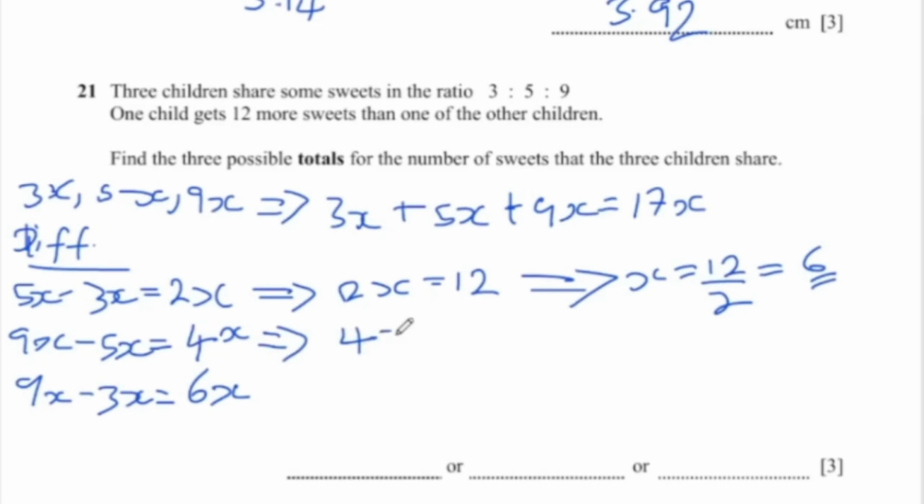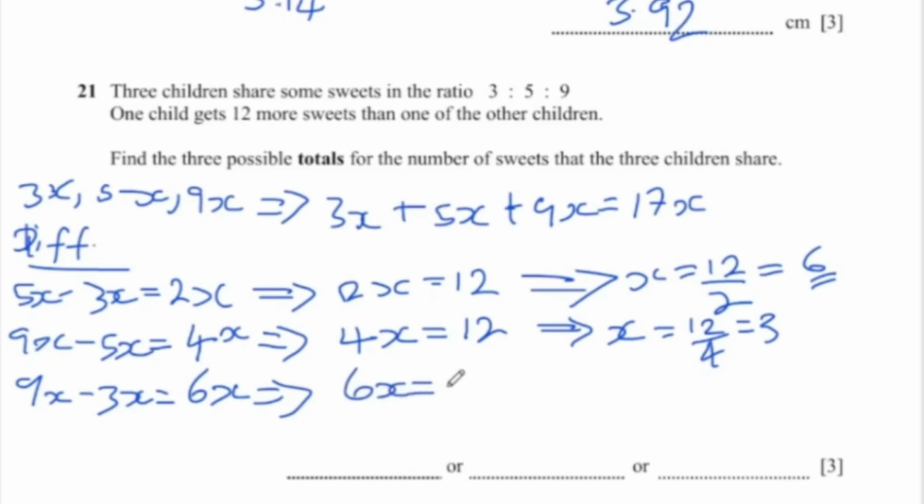So we have 4x equals 12, which implies that x equals 12 over 4, which is equal to 3. The last one, we have 9x minus 3x, which is equal to 6x. So 6x equals 12, which gives me x equals 12 over 6, which is equal to 2. Okay, so what did we achieve here?